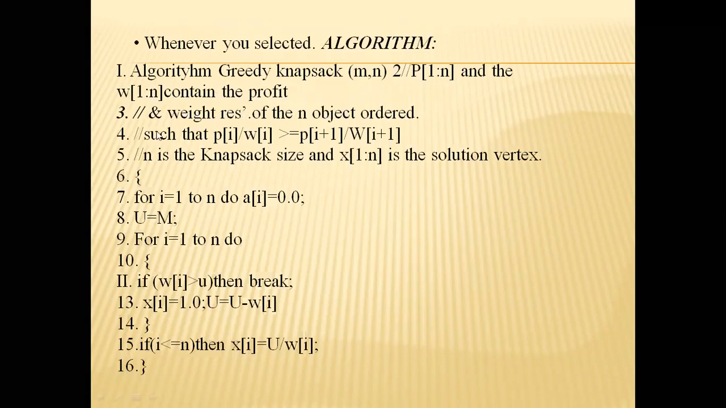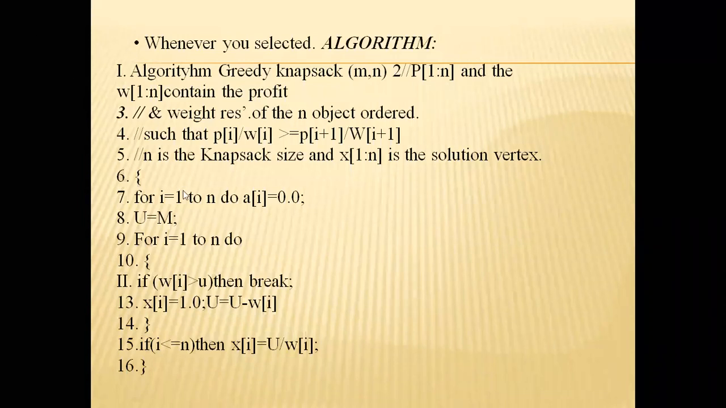Then reorder the objects so that P of i by W of i is greater than or equal to P of i plus 1 by W of i plus 1. So first you find the P of i by W of i value and reorder the objects, so that the object with the highest P of i by W of i is placed first, and the next highest is placed next.